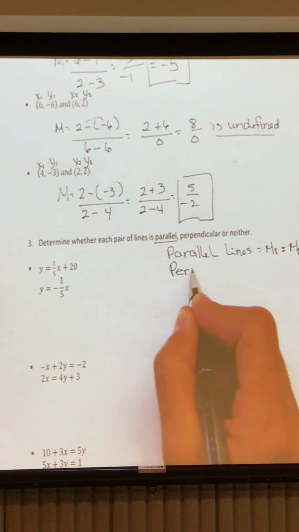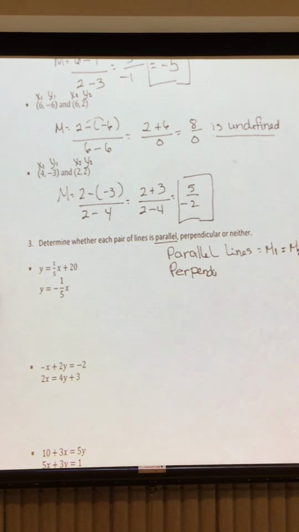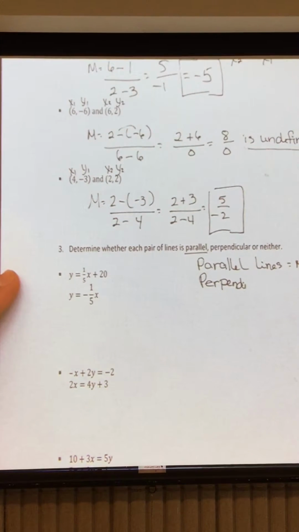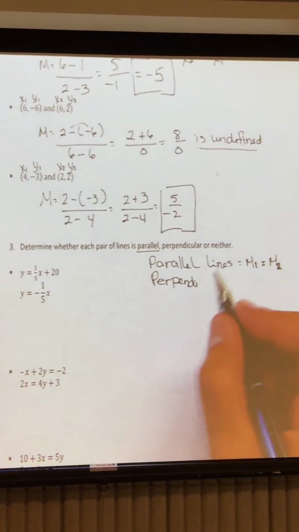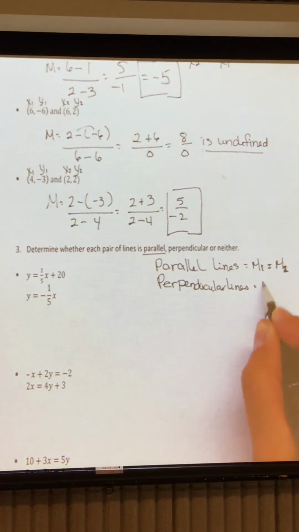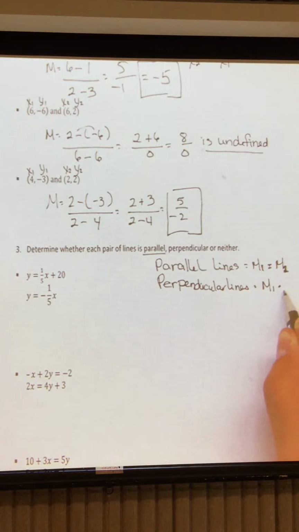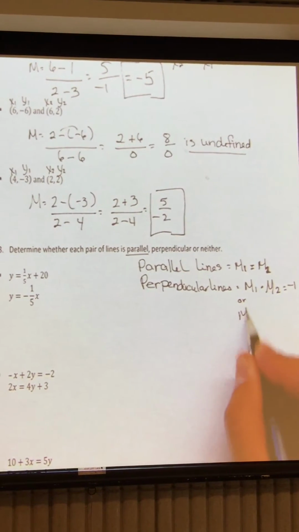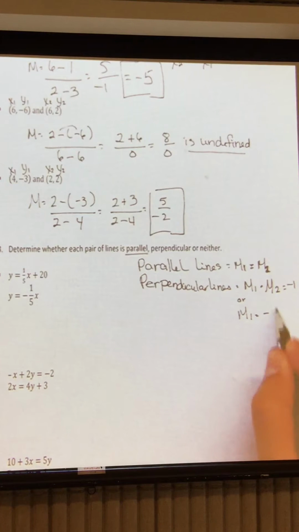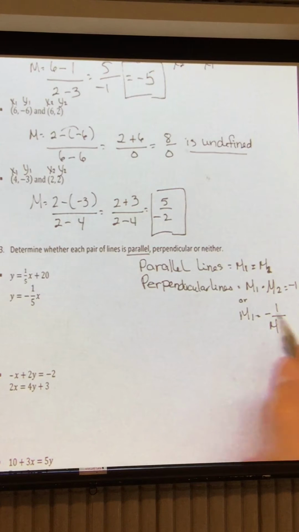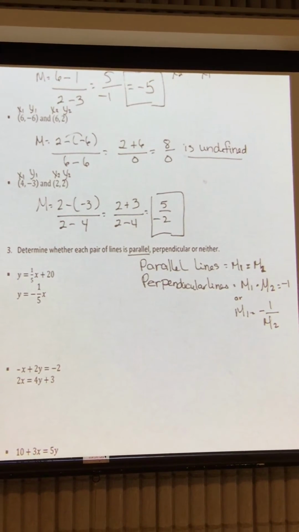Perpendicular lines have the negative reciprocal. In other words, the slope of the first line times the slope of the second line is equal to -1. Or in other words, the second slope is the negative reciprocal of the first slope.